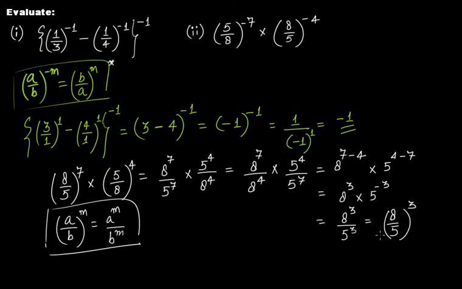Now if you want to further evaluate it, either you can write it like this, or you can write it like 8 times 8 is 64 times 8 is 512, and 5 times 5 is 25 times 5 is 125.